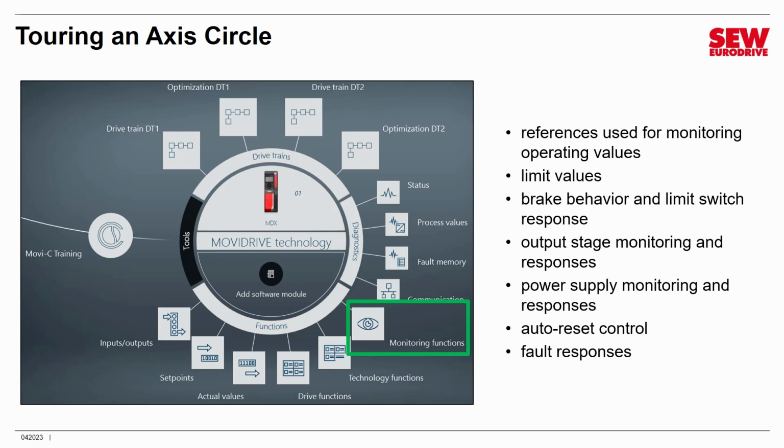Monitoring functions is important too. This is where you set things like limits, how fast the drive can run, for example, its acceleration and deceleration. If the motor has a brake, how does it behave? If you have limit switches, what do they do? This allows you to configure a lot of things about how the system behaves if something goes wrong or if certain events happen. Monitoring functions is often a place you go to right after starting up a drive, because this is kind of where you set your limitations and behaviors.